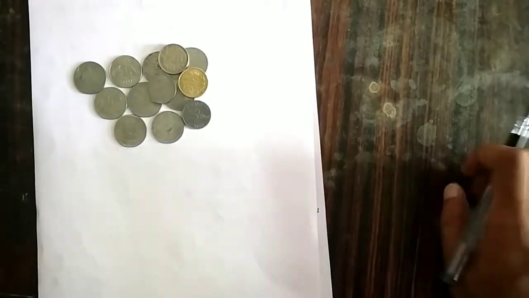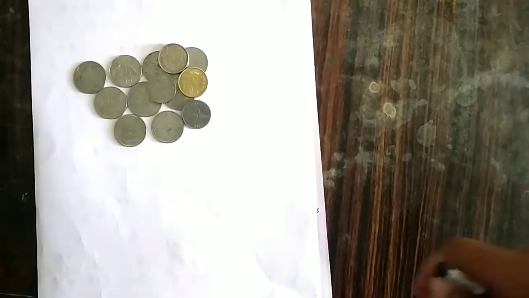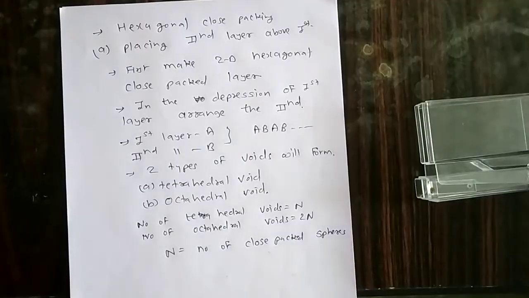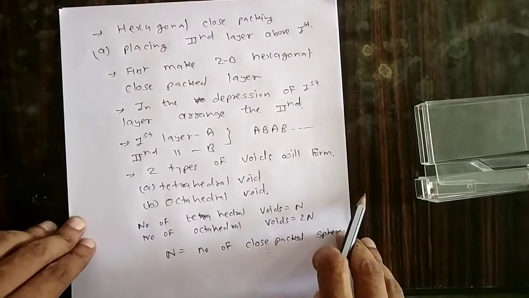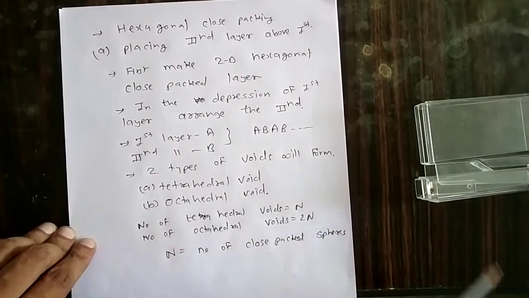So in hexagonal closed packing system, there will be tetrahedral void as well as octahedral void. Both will be there. Both are present here. And how that will form, I show you. Now you saw how tetrahedral and octahedral voids are formed.